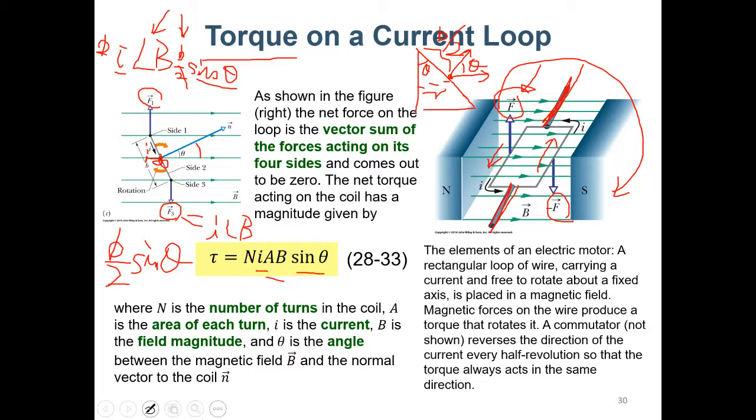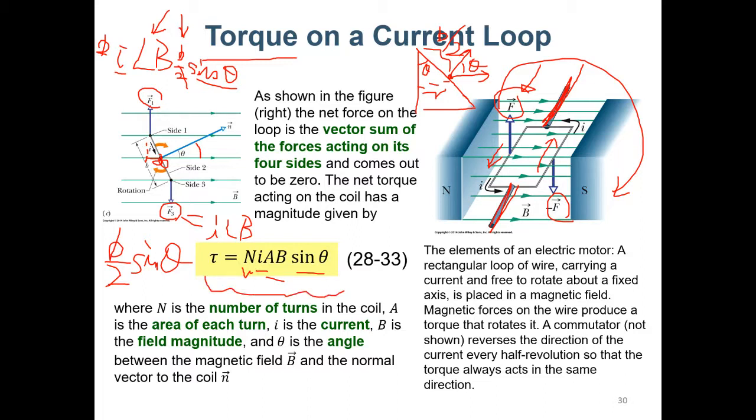So where does N come from? So actually, for this loop, you can have more than one loop. You can have capital N loops, the number of turns in the coil, so that the force is N times larger. And the torque is something like this.